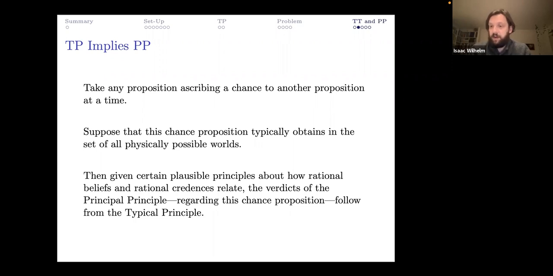Statistical mechanics, quantum mechanics, places where typicality shows up, and places where the theory in question appears to be talking about chance. It is often the case that for many propositions of interest, scientifically, physically, the chance of that proposition equals X. That chance fact is true at nearly all the worlds in question. Then given two very standard views in the literature about how rational beliefs and rational credences relate, the verdicts of the principle regarding this chance proposition just follow directly from the typical principle.